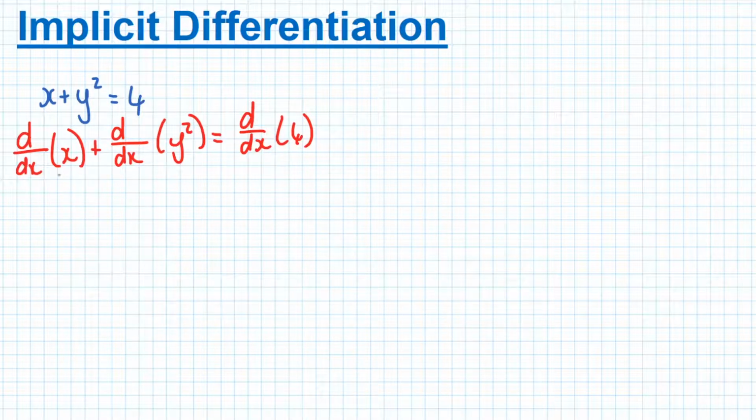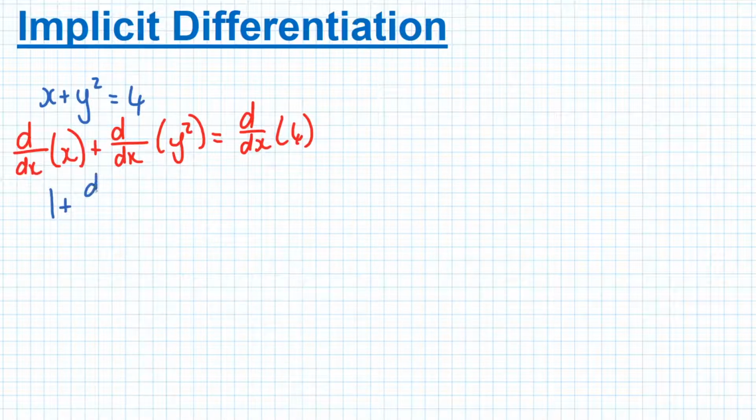Now the first term is pretty easy. The derivative of x with respect to x is just 1. This is where it gets a bit more complicated. We're going to use the chain rule to help us differentiate y squared with respect to x. Now the only way I can differentiate y squared is if I differentiate it with respect to y, and then we times that by dy by dx using our chain rule.